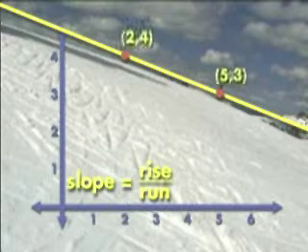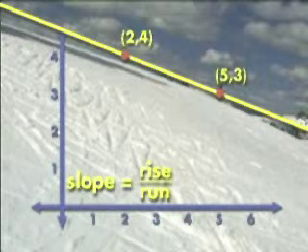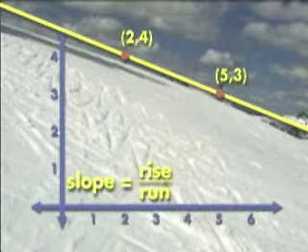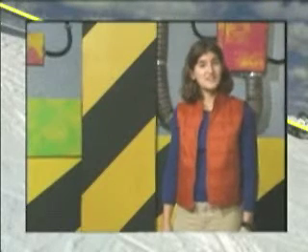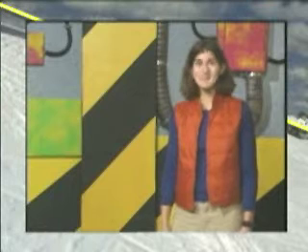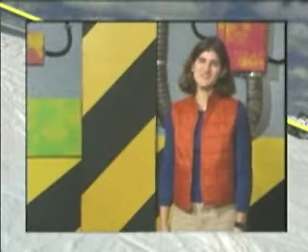If you know the coordinates of 2 points on the line, you can find the rise, the vertical change, and the run, the horizontal change, without counting squares. For example, to find the vertical change or rise between the 2 points, you can find the difference between their y coordinates. Let me show you.